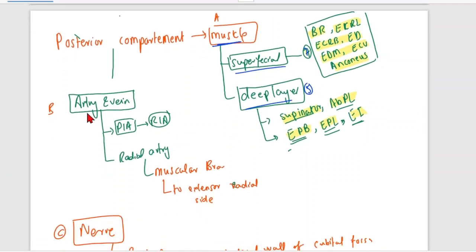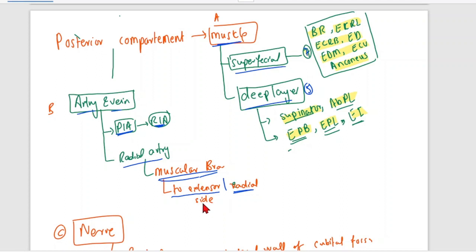Now in the posterior compartment there is also an artery and vein. The arteries are the posterior interosseous artery, and the posterior interosseous also gives the recurrent interosseous artery. Another is the radial artery. The radial artery has muscular branches to the extensor muscles. And to which extensor muscle?